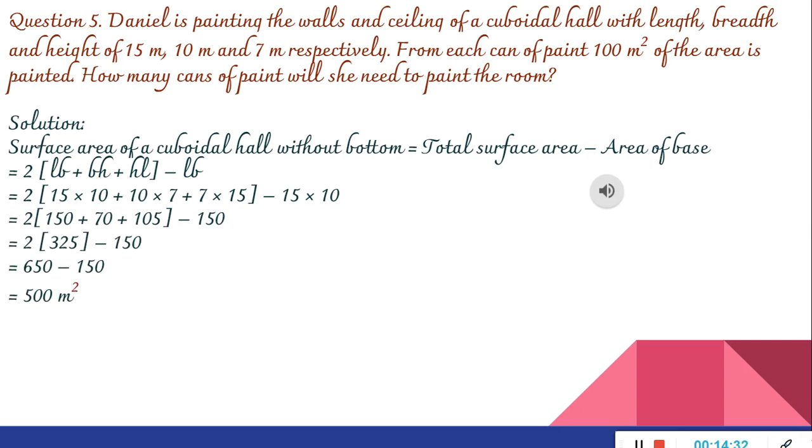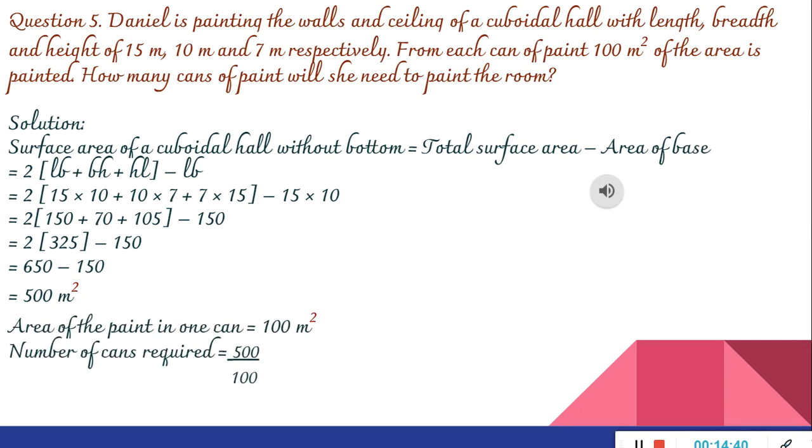And we know that the area of the paint in one can would be 100 meters square. So number of cans required is equal to 500 upon 100. That is equal to 5 cans.